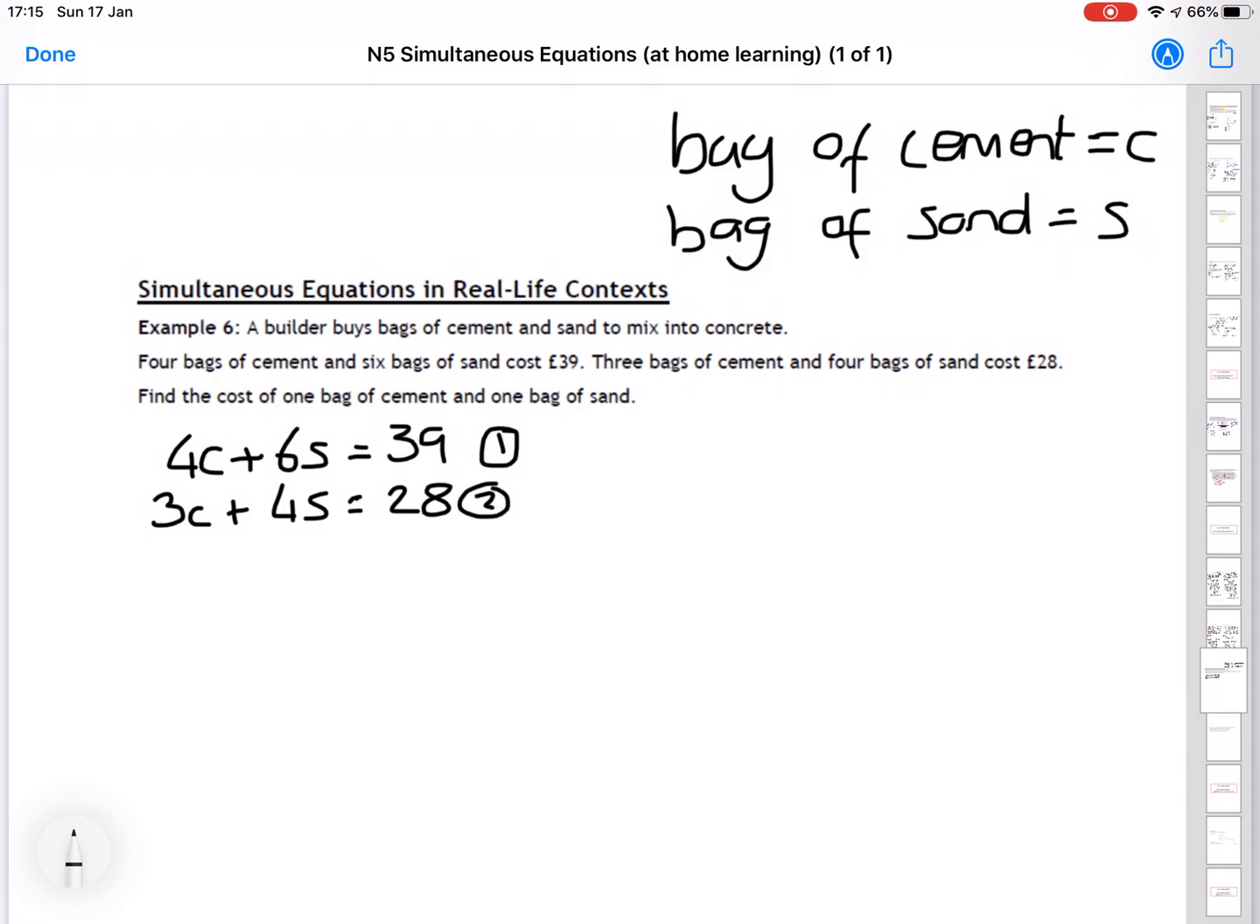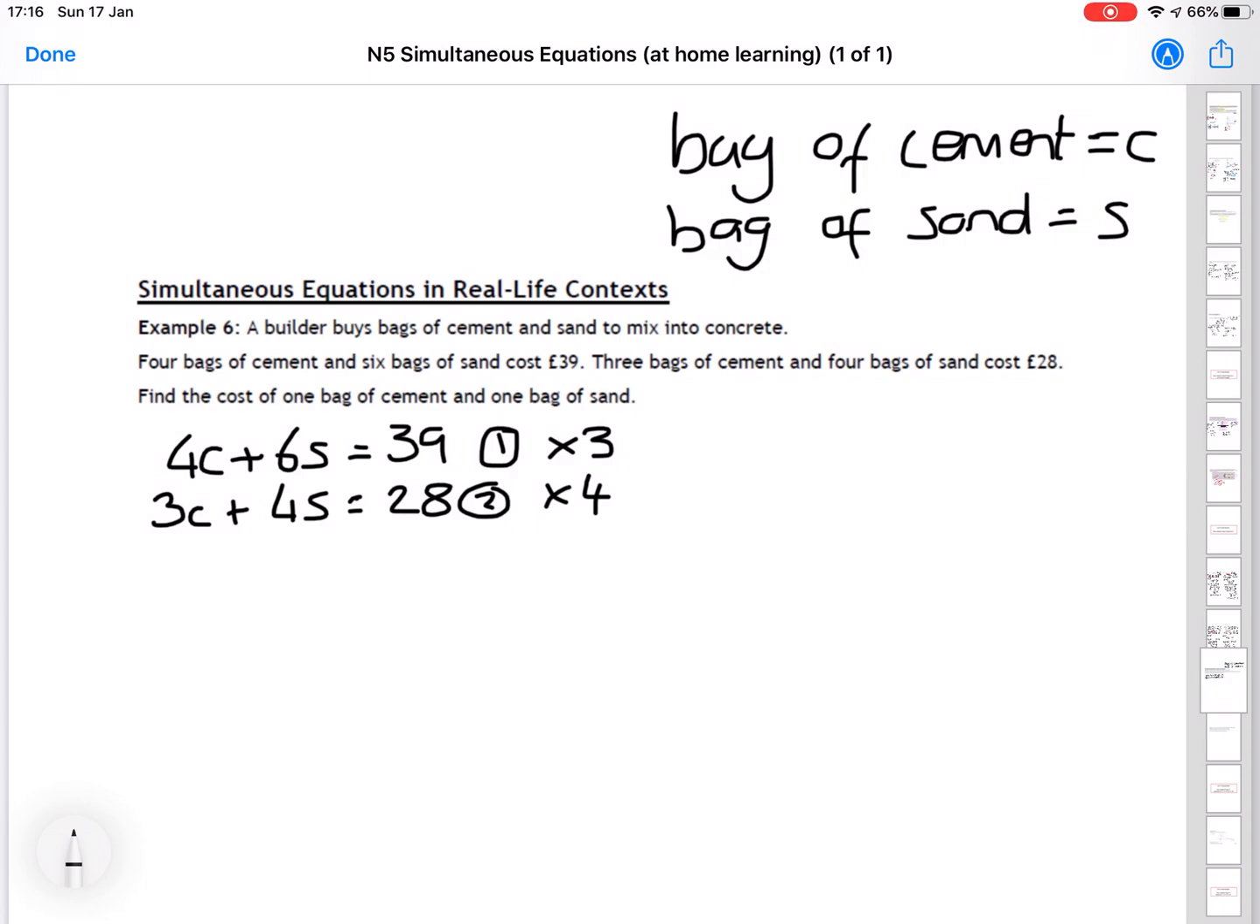Okay, so from here we know how to do this. This is what you were looking at in the previous lesson, where we're solving for one of our letters first by eliminating the other letter. So in this case, I'm going to go for eliminating the letter C. So I'm going to multiply my top equation by 3 and my bottom equation by 4, because I want these both to say 12C so that I can eliminate them.